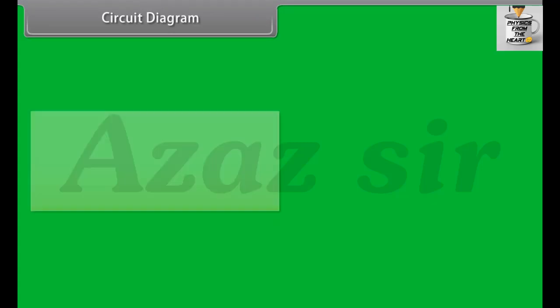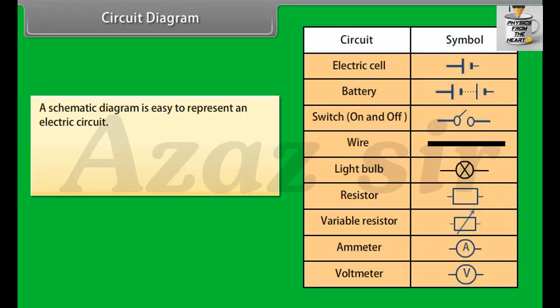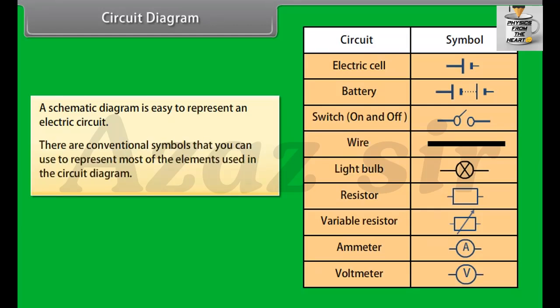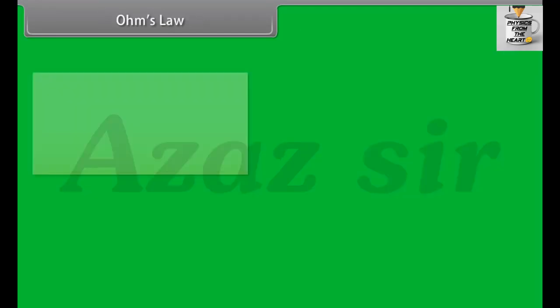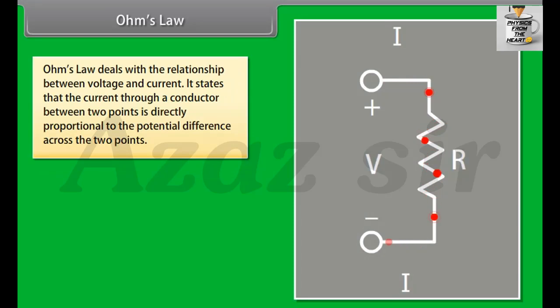Circuit diagram. A schematic diagram is an easy way to represent an electric circuit. There are conventional symbols that you can use to represent most of the elements used in the circuit diagram. The symbols are shown. Ohm's law. Ohm's law deals with the relationship between voltage and current. It states that the current through a conductor between 2 points is directly proportional to the potential difference across the 2 points.